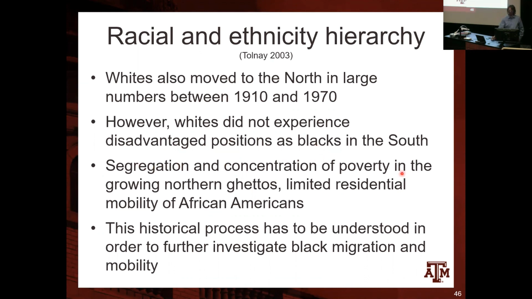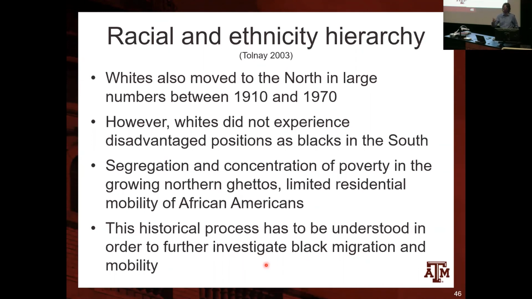Segregation and concentration of poverty in the growing northern ghettos limited the residential mobility of African Americans. So African Americans were moving from southern areas to northern areas, looking for better job opportunities, better life conditions, less discrimination, but still they were segregated, concentrated in areas with low socioeconomic status. So this overall historical process has to be understood in order to further investigate Black migration and mobility.